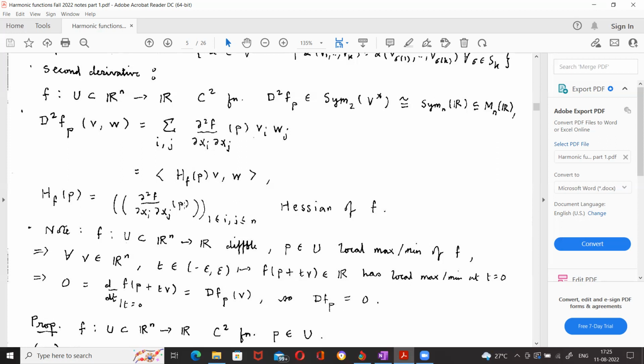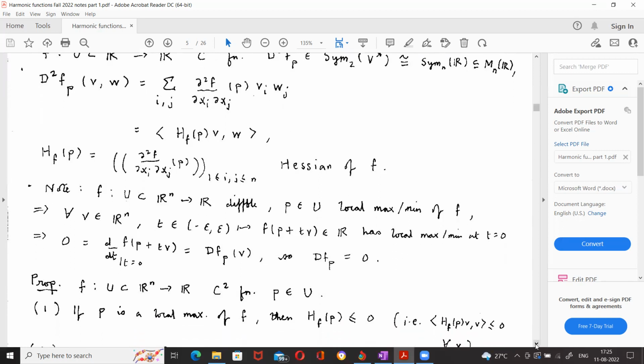So in this case, our second derivative, which is a symmetric bilinear function, gets identified with a symmetric matrix. So the second derivative can be identified with a self-adjoint linear map. That's the point.